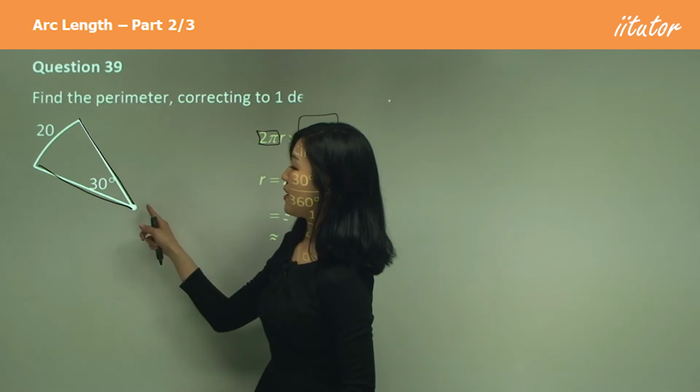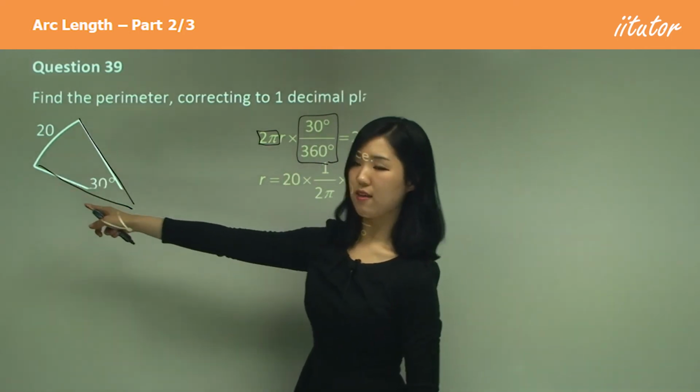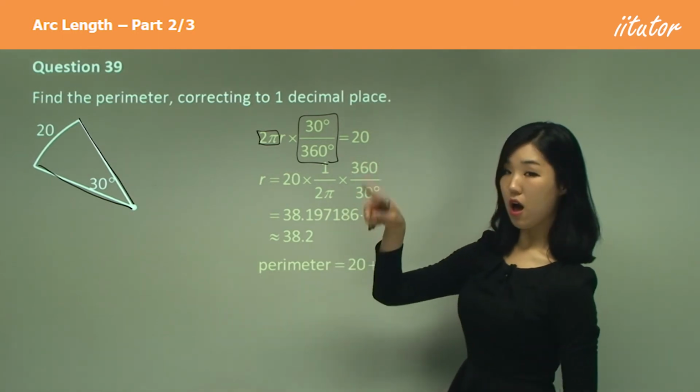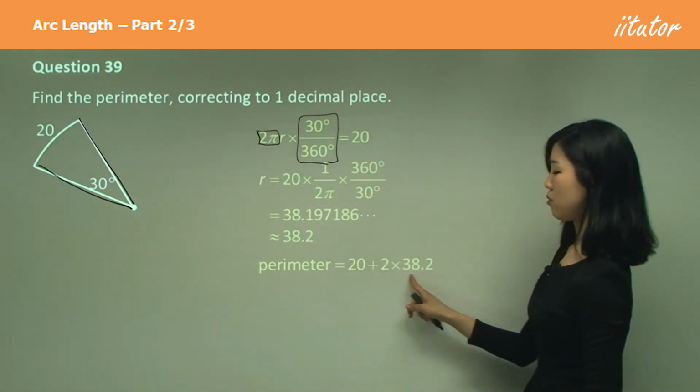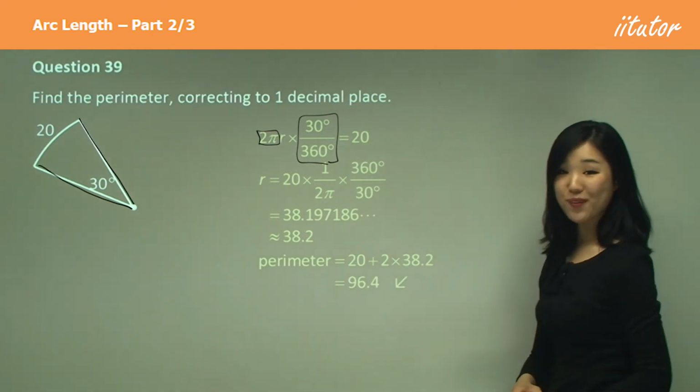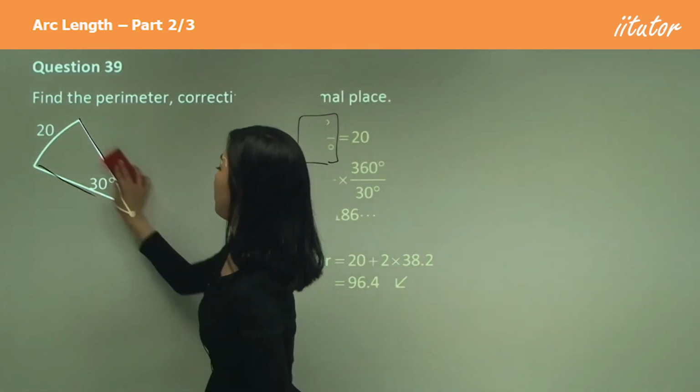So that's 1 radius. We need 2 radiuses in this case, don't we? Because we want the perimeter. So we do 20, which is the arc, plus the 2 radiuses. So we multiply the radius by 2, and you should get 96.4. Okay, so that's the perimeter.